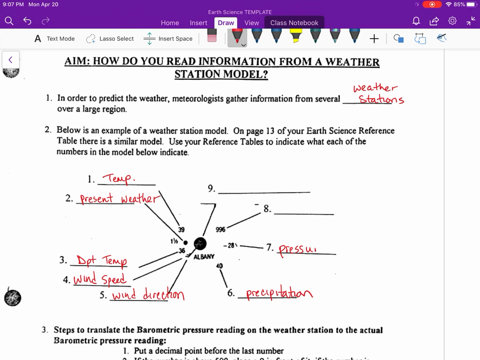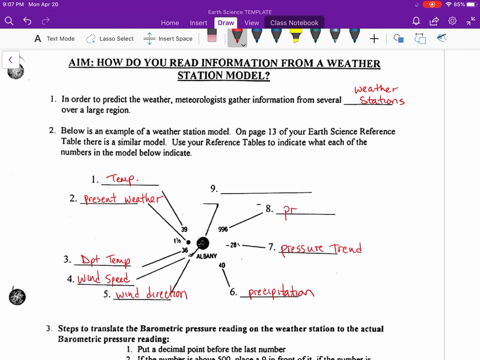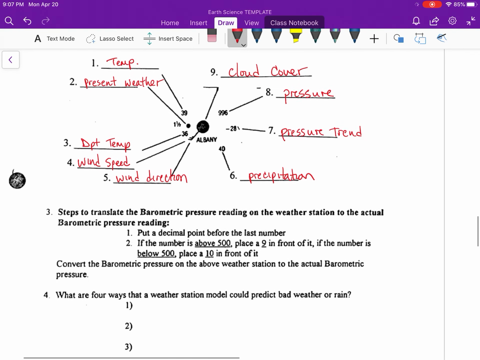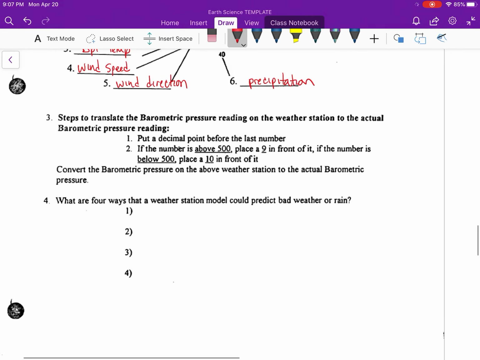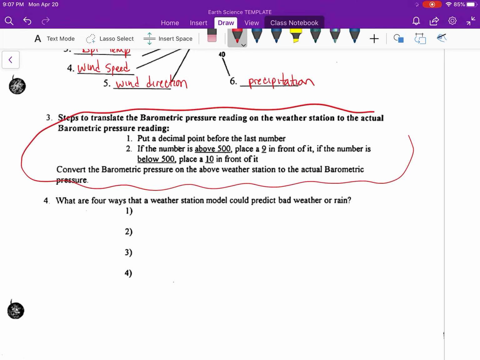7 is the pressure trend. Has it risen or fallen? This is our pressure. And 9 is pointing at the circle that's colored in. That's telling us cloud cover. Okay? So fine. So that's what everything represents. Remember, you always have your reference tables to help you. They're all gimme questions. Okay? That's good. All right.